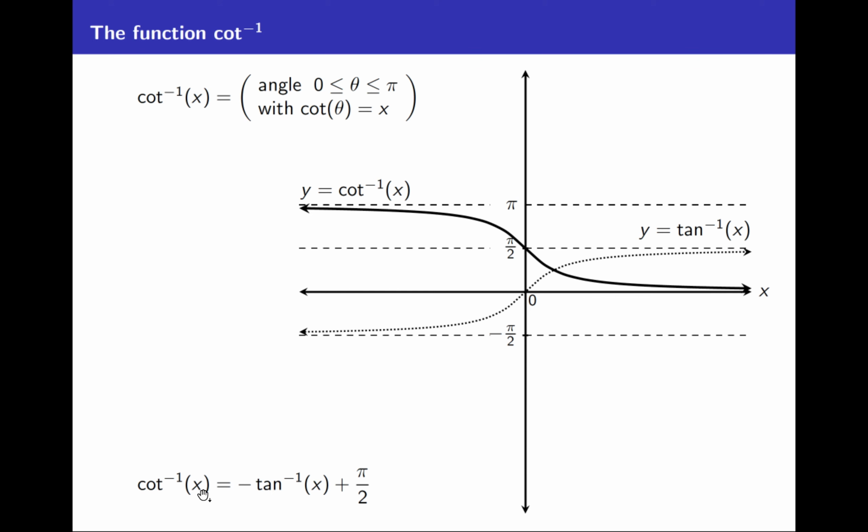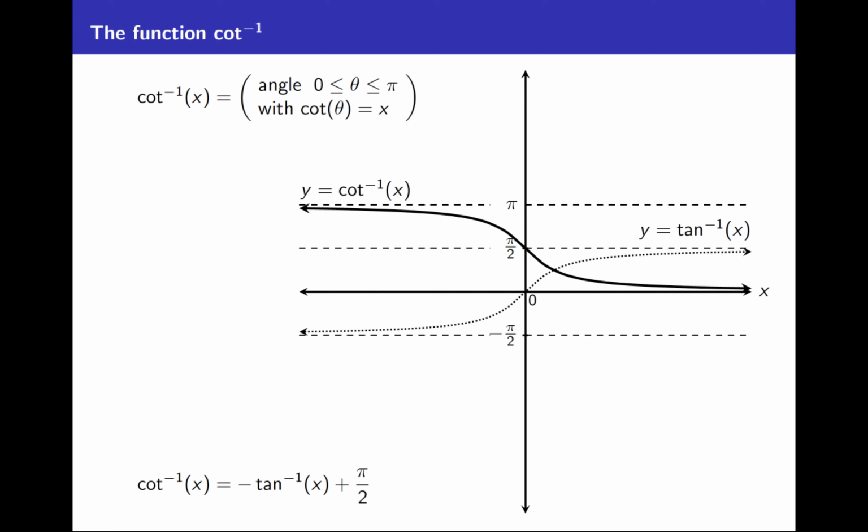Now for this reason, you'll find that in calculus, the function cotangent inverse of x, although it comes up from time to time, is not as common as the graph of tangent inverse of x. And one of the reasons is that you have this relationship. Anything you want to know about cotangent inverse, you can get from tangent inverse. So maybe you should work a few examples of computing cotangent inverse of x for various x.